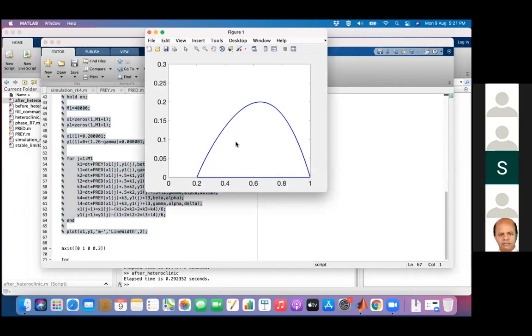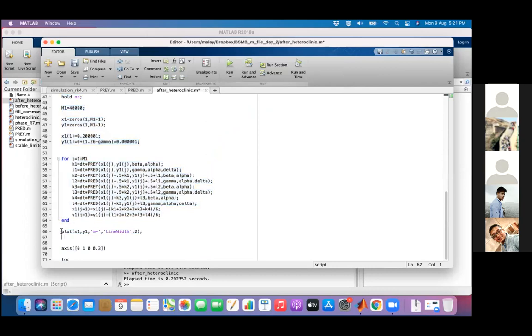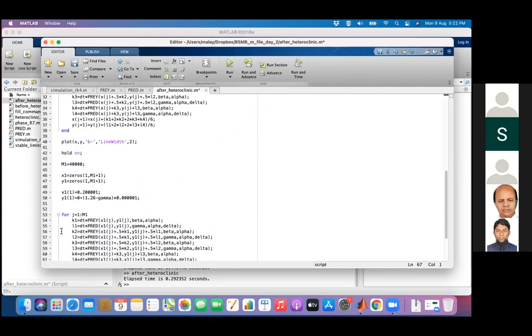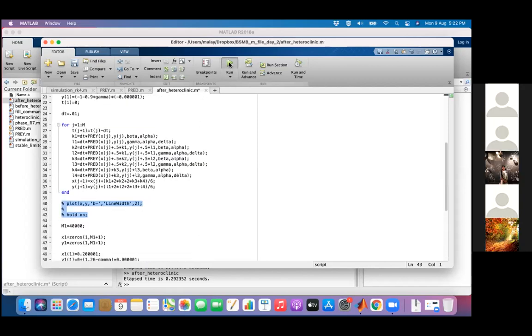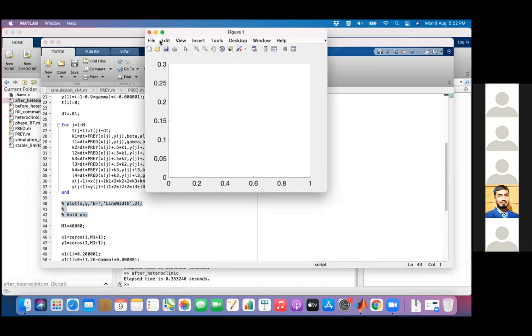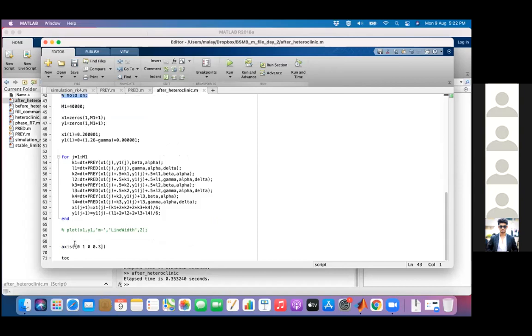But what I want to show you out of these things, let me stop all the plot commands. I am not plotting anything here. So this plot command is now commented. This plot command is also commented. Hold on is on hold. I just perform the numerical simulation. Okay, so nothing is there, but the screen is appearing because the axis command is given here.